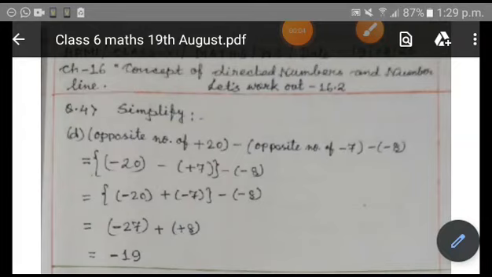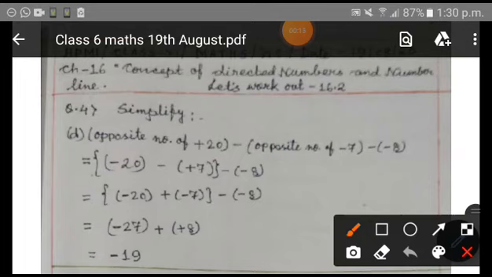Students, today we are going to work out the last few sums of the chapter Concept of Directed Numbers and Number Line. Here we were doing question number 4. Last day we stopped, and we are going to continue with the next few sums which are left. Question number 4, part D. Here we will have to simplify.